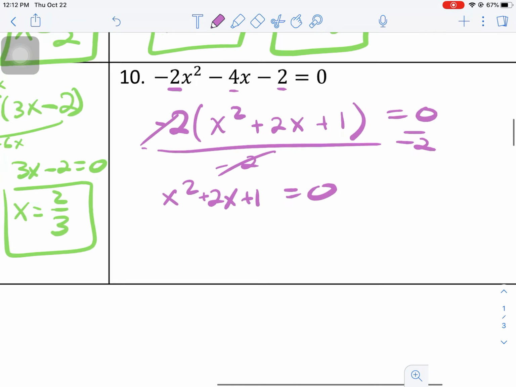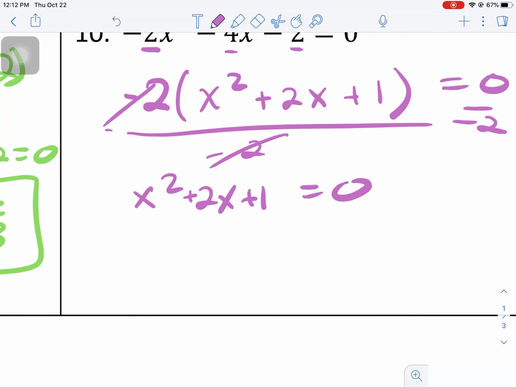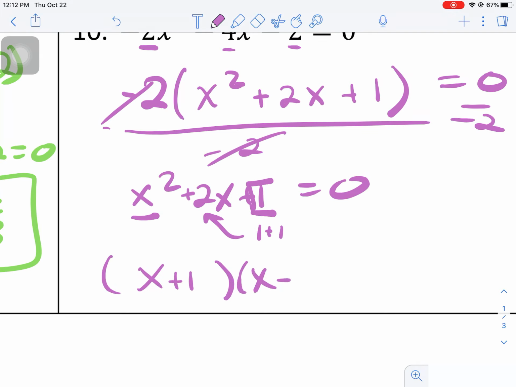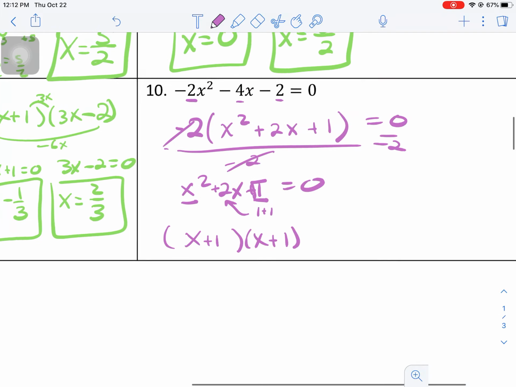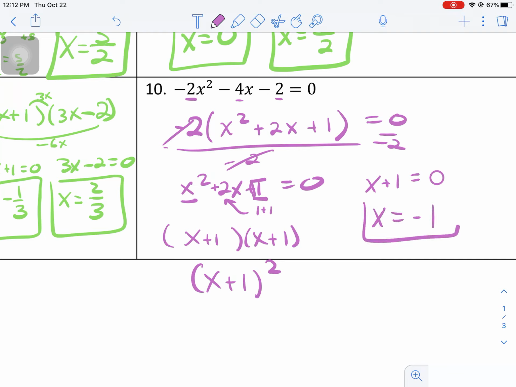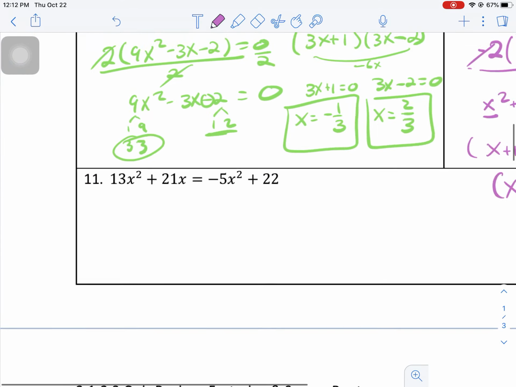Now we're factoring this to solve. This is a perfect square trinomial, I believe, right? Because perfect square in the front, perfect square in the back. If you take the square root, you get 1. Add it to itself, you get 2. So this should just be x plus 1, which means our factor would be x plus 1 squared. Set x plus 1 equal to 0. We would get x is equal to -1. Okay. Alrighty.